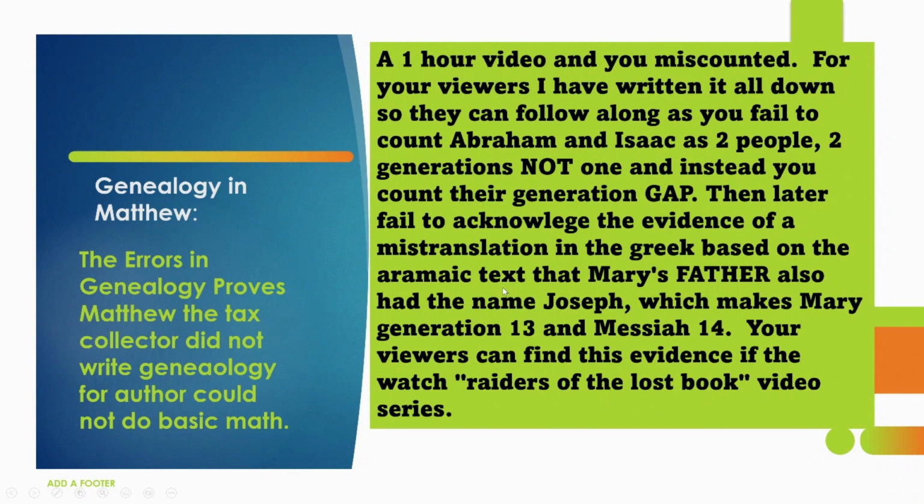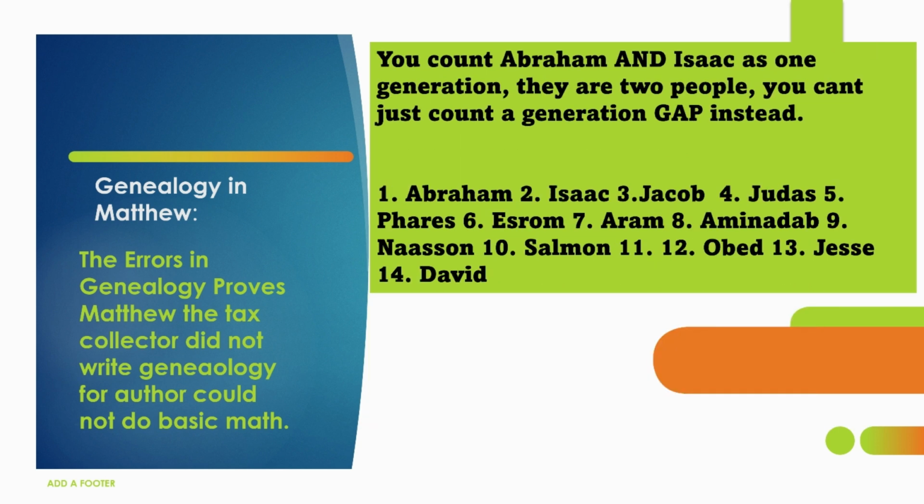Then after that, he goes into a totally separate issue, on the third set. He says, then later you failed to acknowledge the evidence of a mistranslation in the Greek based on the Aramaic text, that Mary's father also had the name Joseph, which makes Mary generation 13 and 14. I don't know what he means by I failed to acknowledge evidence. Nobody's presented me this evidence, and there is no evidence in any commentary about what he's talking about. The commentaries would have as much interest in providing this information if he's correct. And he's claiming the evidence for this is in the Raiders of the Lost Book video series. So I'll look into that and report back if there's anything to tell you guys. And then he kind of repeats himself here.